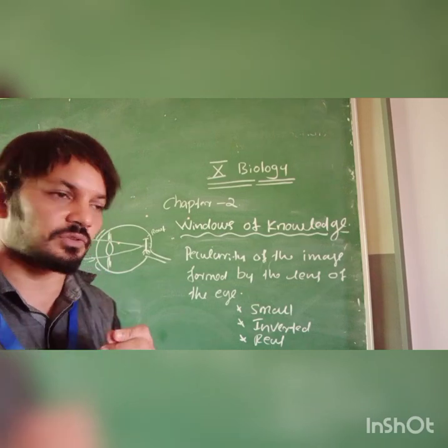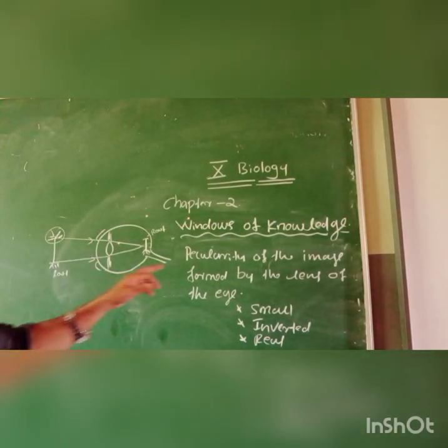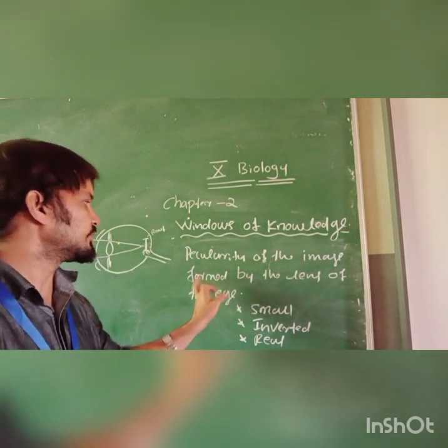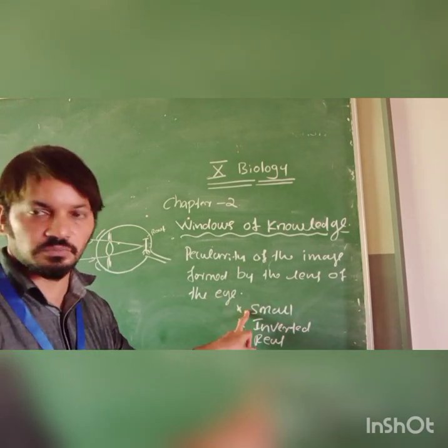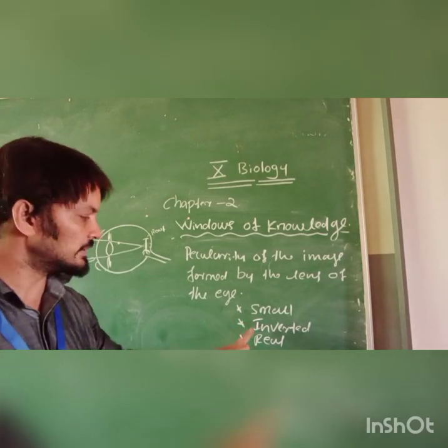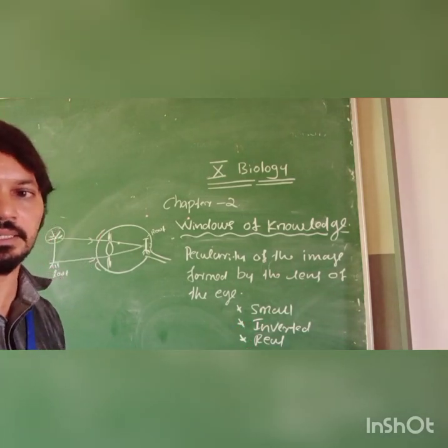We will ask you a 2 marks question. What is the peculiarity of the image formed by the lens of the eye? What are the peculiarities? It is small, inverted, and real. Right, take it.